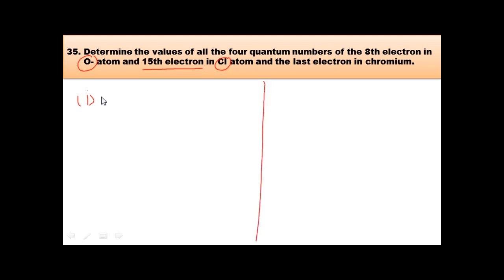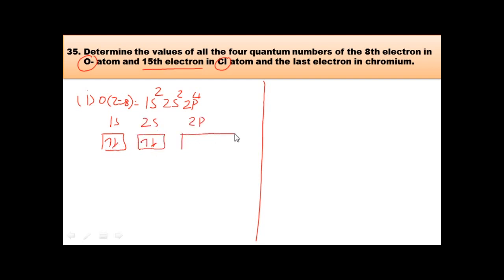What is the atomic number? 8. So what is the configuration? 1s2, 2s2, 2p4. So 1s orbital, that is 2 electrons. 2s orbital, that is 2 electrons. And then 2p orbital, that is 4 electrons. So 1, 2, 3 and then the fourth one filled in the first shell.